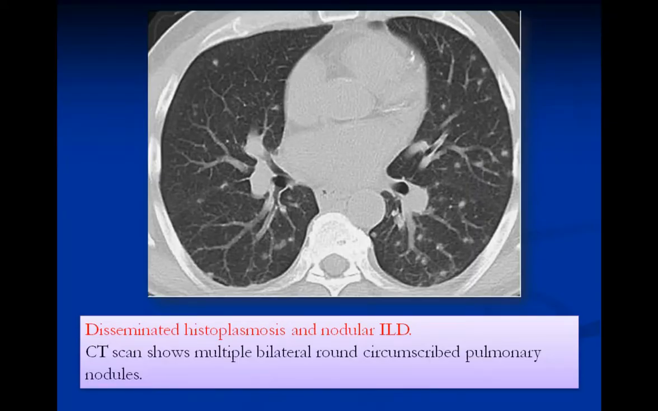So this CT scan is showing an example of disseminated histoplasmosis, nodular ILD. You are able to see circumscribed nodular lesions, predominantly in the upper lobes of the lung. So this is an example of disseminated histoplasmosis. This is a nodular form. Nodular opacities are present.